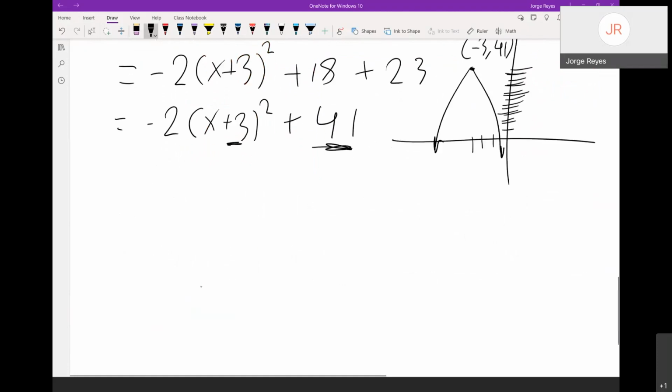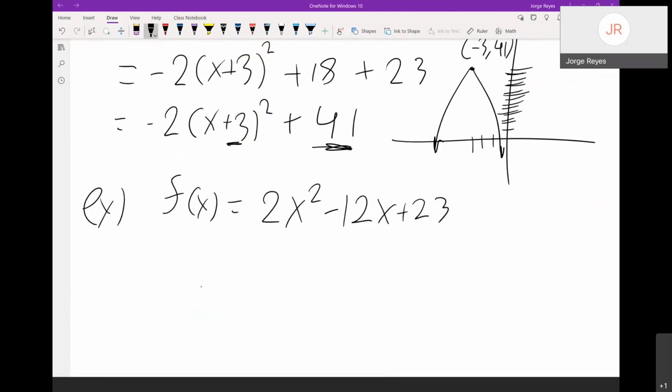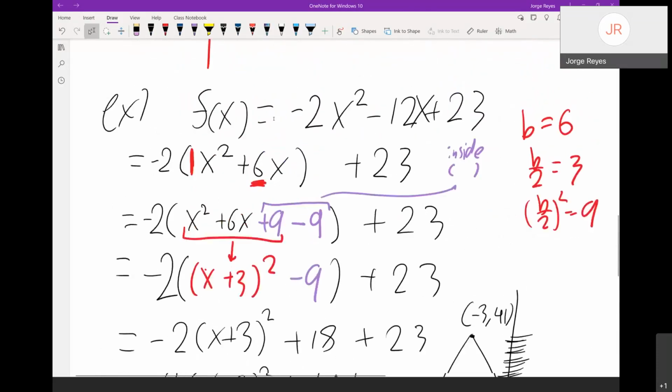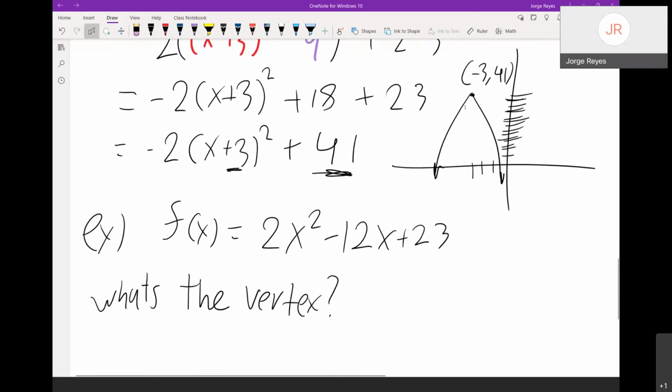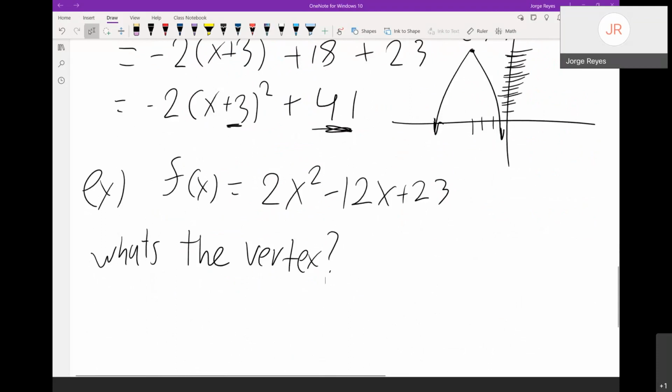Let's do another example. I'm going to have a kind of similar function, 2x squared minus 12x plus 23. This one's going to be nicer, though. But let's pretend I don't want a graph. Literally the question is, what's the vertex? If the question is what's the vertex, then you can do what we just did. We can complete the square and you'll get the vertex. That's not a problem. But there is a faster way to do it.